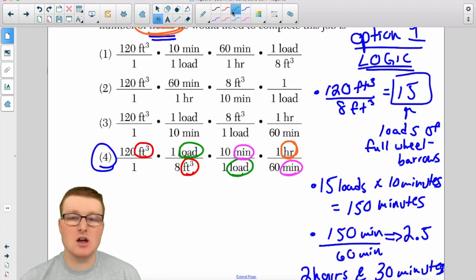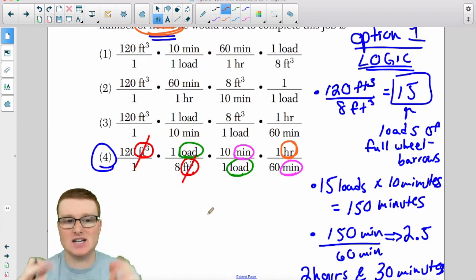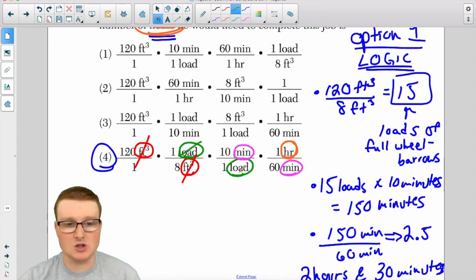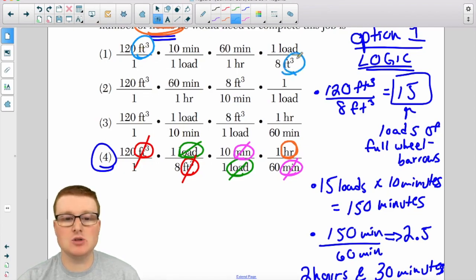And, by the way, for a correct conversion factor, you have to cancel them out on the diagonal. As in, the feet have to cancel with the feet, with the fractions next to each other. The load has to cancel with the load. The minute has to cancel with the minute. Look at all the other answers here. You cannot cross out feet cubed over here and then cross out feet cubed all the way over here. That doesn't make any sense.